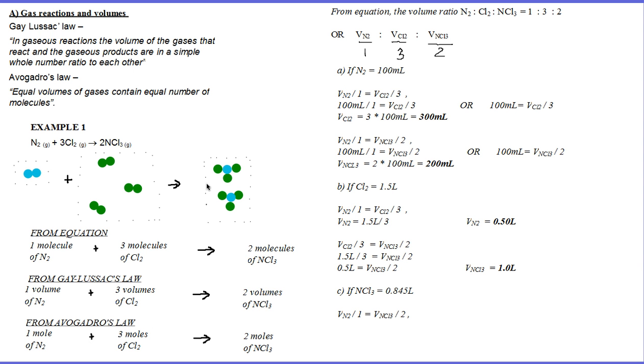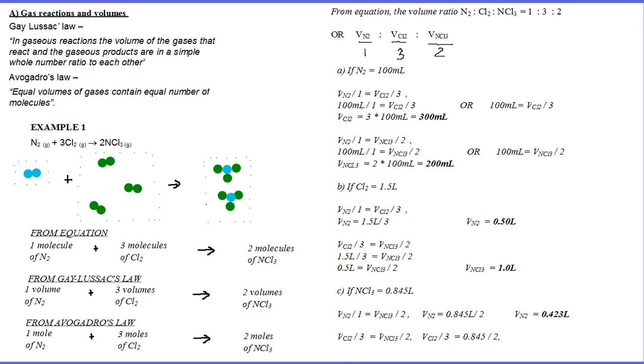This time we'll be given the volume of nitrogen trichloride being 0.845 litres. And straight away we can go straight back to our ratio. Because of Gay-Lussac's law, we know they react in simple whole number ratios by volume. So once again, the volume of nitrogen divided by 1 equals the volume of nitrogen trichloride divided by 2. Or the volume of nitrogen is just 0.845 litres divided by 2. That's a nice simple one. The volume of nitrogen must have been 0.423 litres.